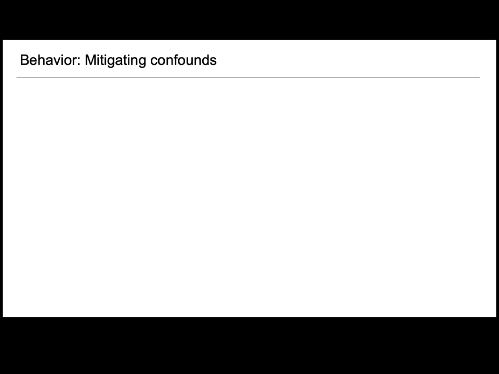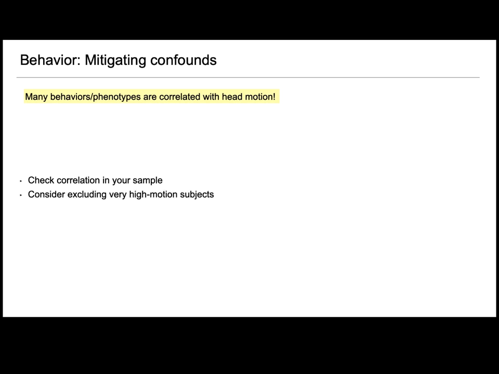So this is just something to be aware of. There's ways to mitigate this. So the first thing to do is just check for it. You can't control for it if you don't check for it. You can consider excluding very high motion subjects. You can't do everything, but there's a lot you can do with appropriate preprocessing.